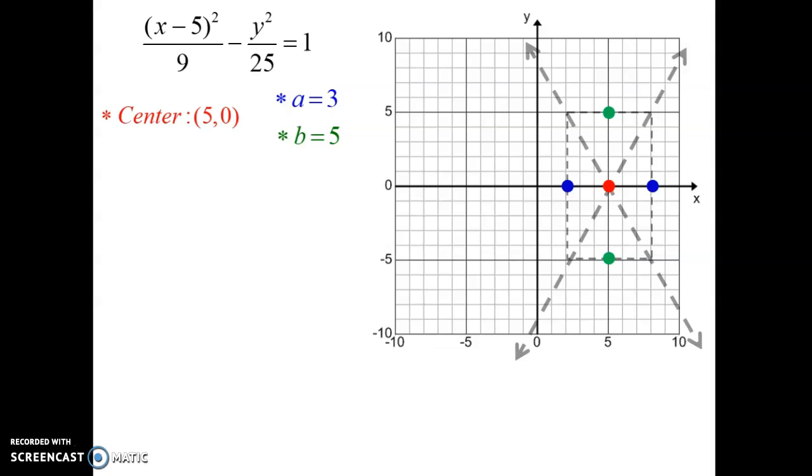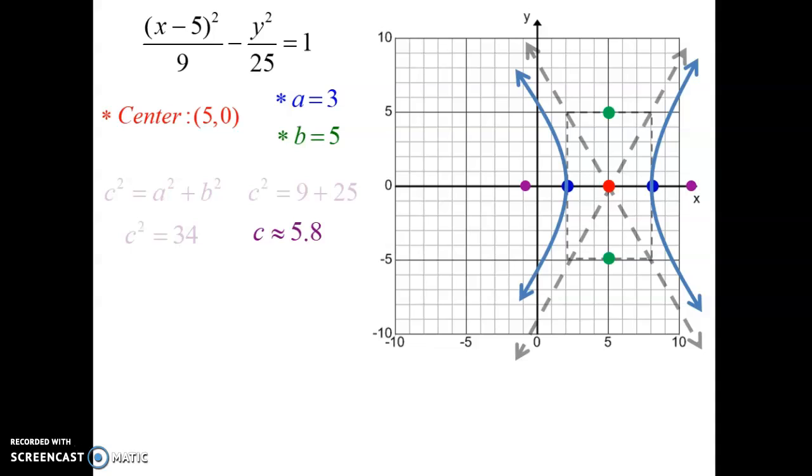To find our focal length, we're going to take 9 plus 25, which gives you 34. Square root of 34 is about 5.8. Okay. Now, since our graph is going left and right, our focal points are going to go left and right from the center. So about 5.8 from each side, from the center. And we're going to draw our graphs through the blue dots on the side of the box. Okay. And that's it. That's how to graph a hyperbola.